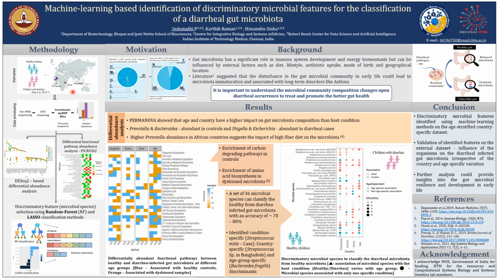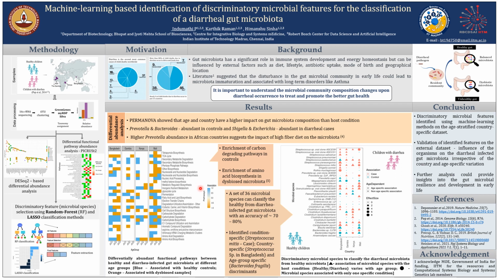Moving on to the results, initial PERMANOVA analysis showed that age and country have a higher impact on gut microbiota composition than host conditions like diarrhea or any other disease conditions. So all the analyses were done on the age stratified, country specific dataset. Differential abundance analysis exhibited that certain genera were associated with the host condition.